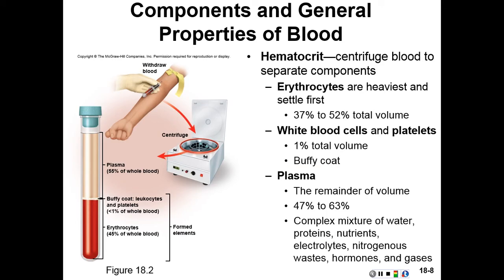Alright, when you go get blood drawn, they send it to the lab, normally drawn from the antebrachial area. The erythrocytes are heaviest. They settle first. They make up between 37 to 50% of the total volume. White blood cells are about 1%. The plasma makes up 47 to 63%. It's a mixture of nutrients, electrolytes, waste, hormones, and our different body gases. A hematocrit uses a centrifuge that separates the blood into its basic components.